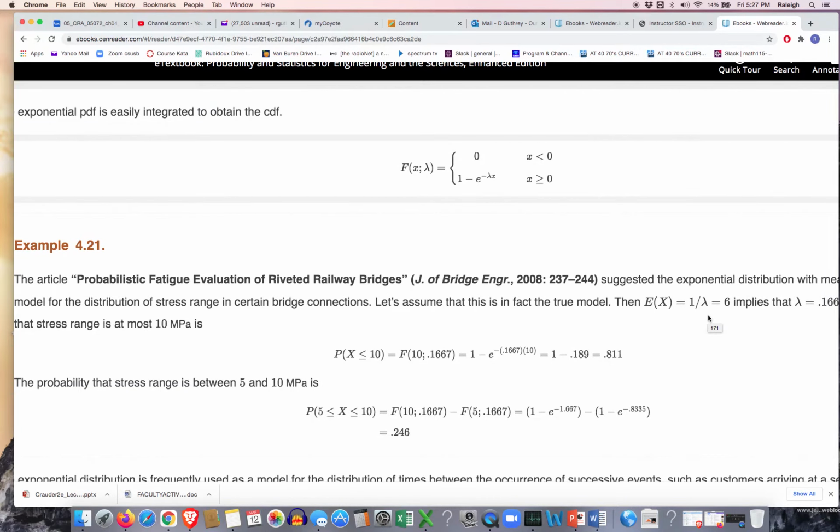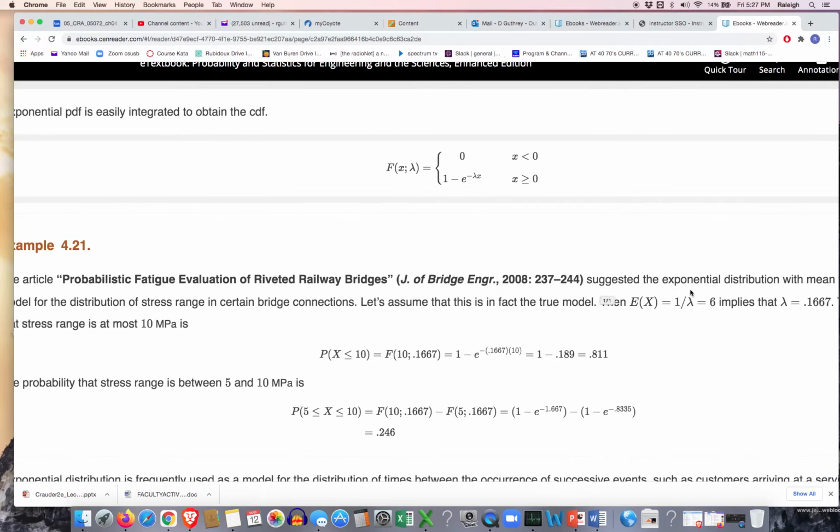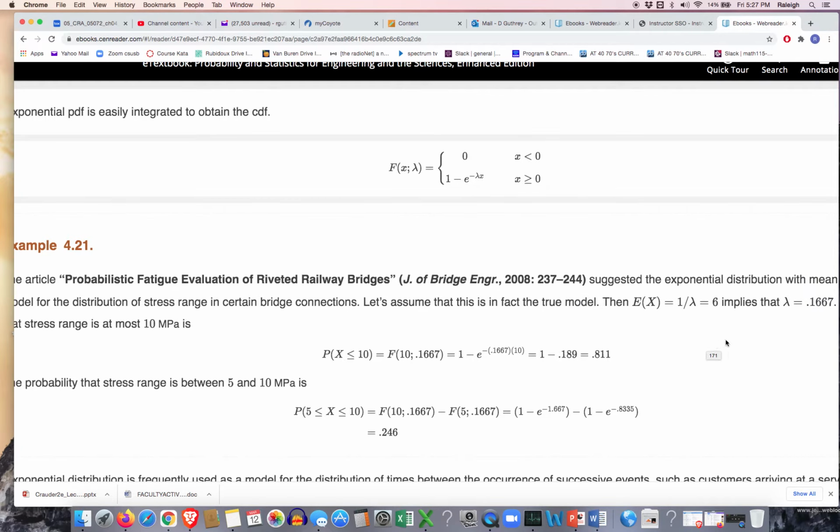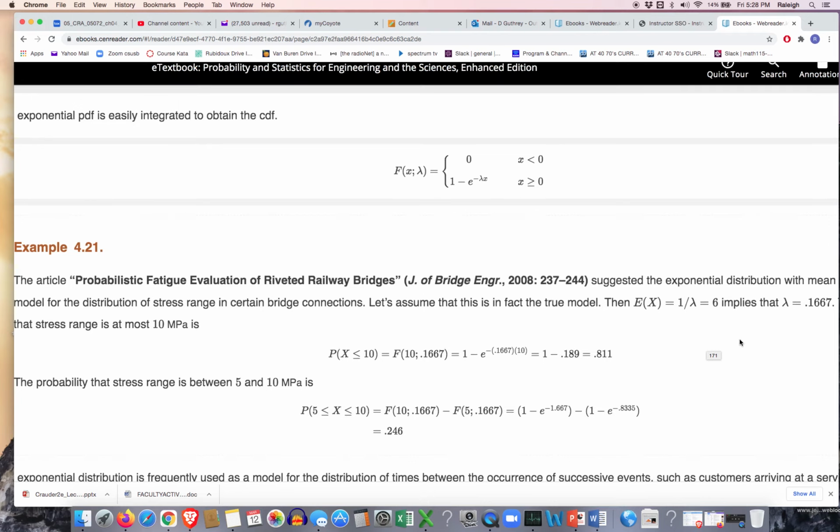But let's focus on the examples and see if we can use these distributions. So this article suggests the exponential distribution with mean value of 6 as a model for the distribution of stress range in a certain bridge connection. Let's assume this is in fact the true model, and so the expected value of x is 1 over lambda, which is 6. That means lambda itself is 1/6, which is a very familiar decimal to me, because that's like the chance of getting a 2 on a roll of a die, 1 chance out of 6.